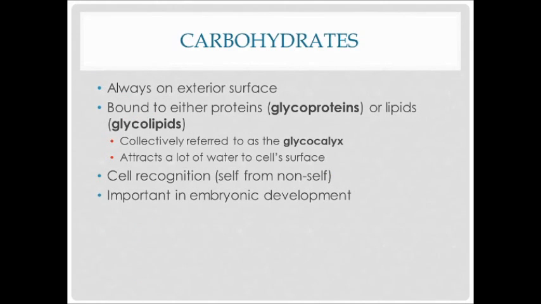Carbohydrates will always be on the exterior surface of the plasma membrane, and they will be either bound to proteins or lipids in the form of glycoproteins or glycolipids. Together, that forms the glycocalyx. The glycocalyx is a sugar coating. It's hydrophilic and tends to attract a lot of water into the plasma membrane. It helps to form cellular attachments with other cells to form tissues.